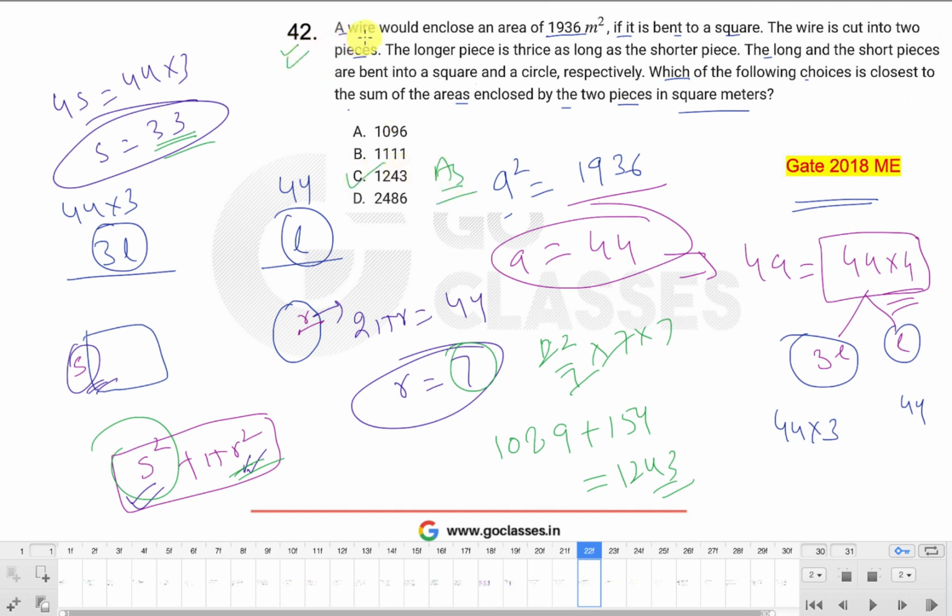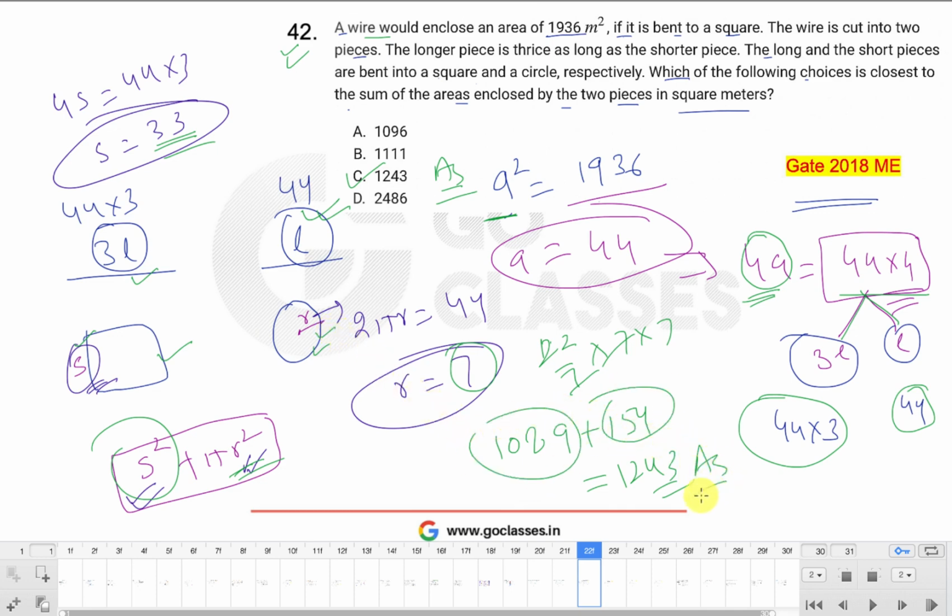Easy question. First of all, a wire is given in the square form. So we know the length of wire is equal to the perimeter of the square. So we get the length of wire, that is 44 into 4. Now this length is divided into two parts. First part is 44 into 3 and the other is 44. This part forms a circle and this part forms a square. So we can calculate the side of the square and radius of the circle, then the area of both of them. This will be the answer.